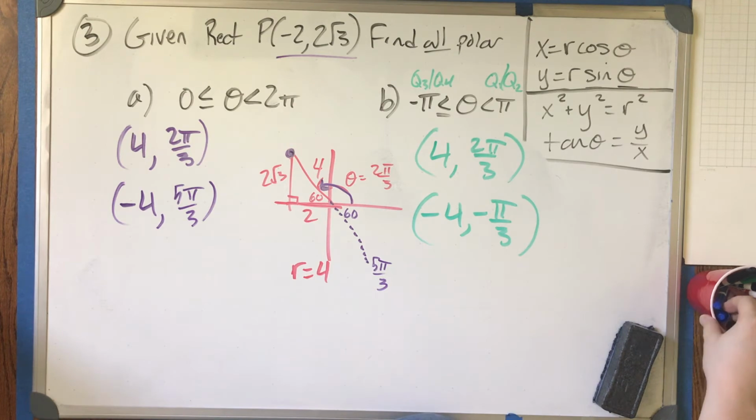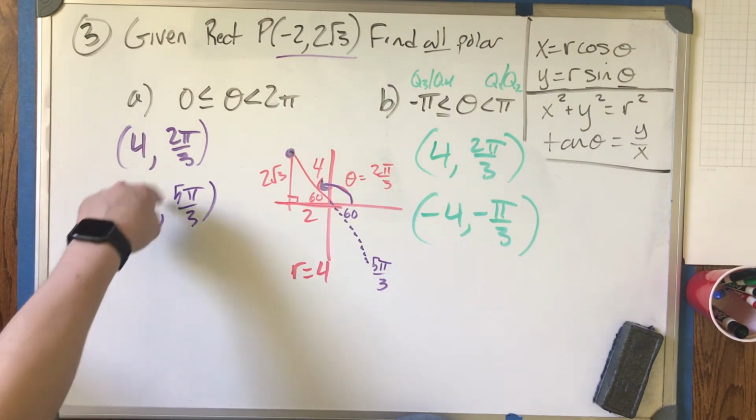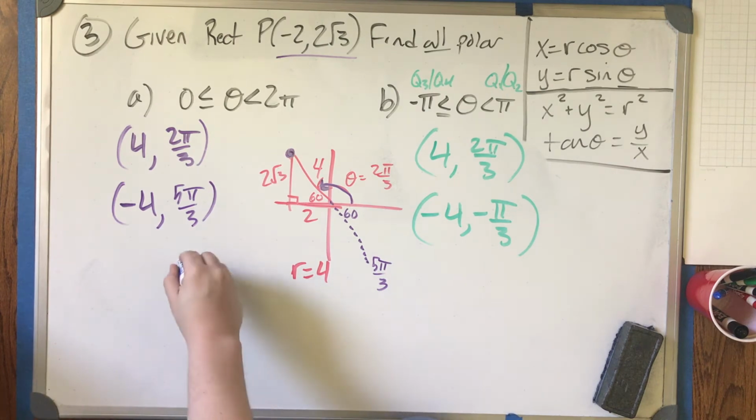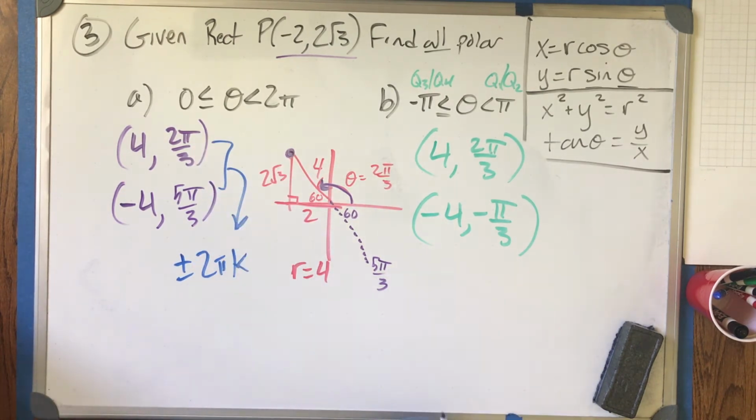Just as one last aside, if we were to find all polar points, we would basically pick some of these ones, like these two right here, and just add the plus 2 pi k at the end, right? So we could do that for both of these two, and that would work. We could do it for both of these two, and that could work.